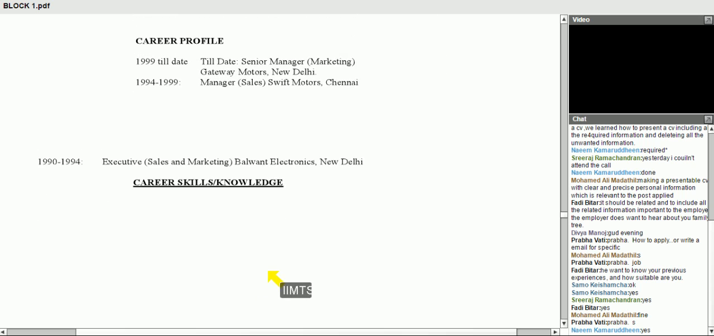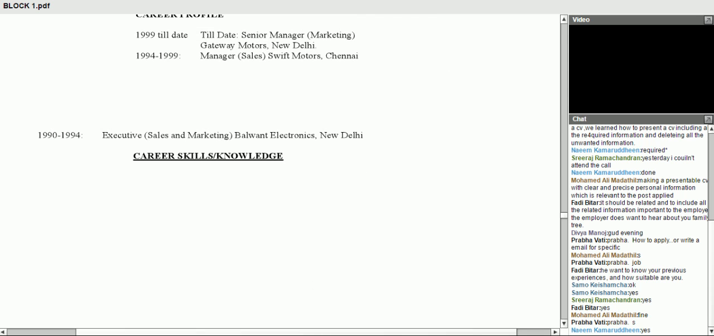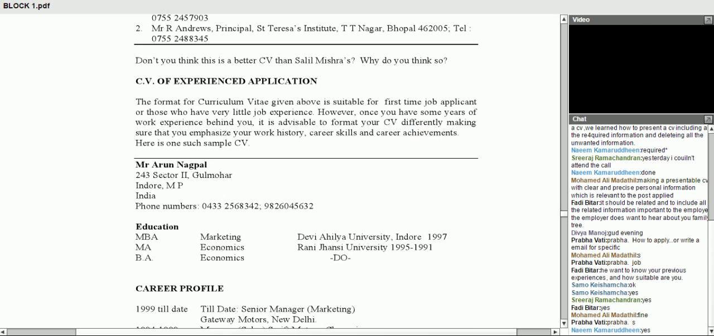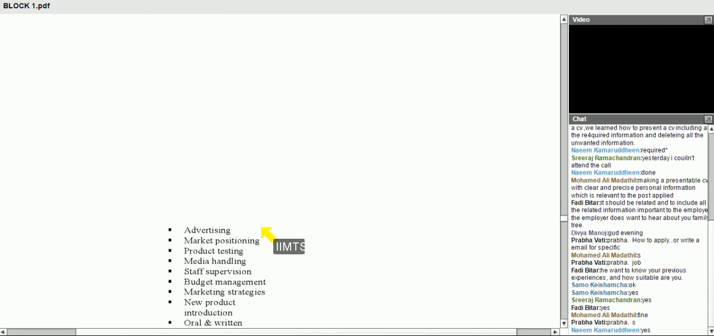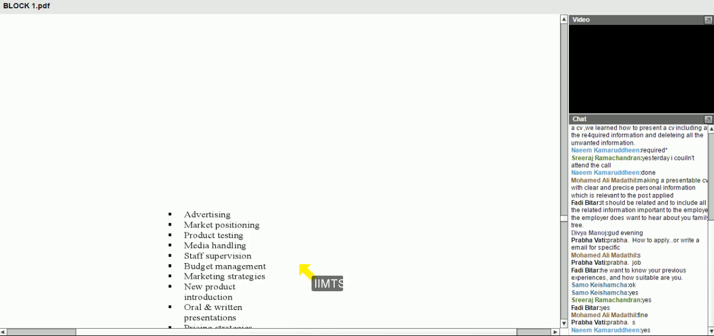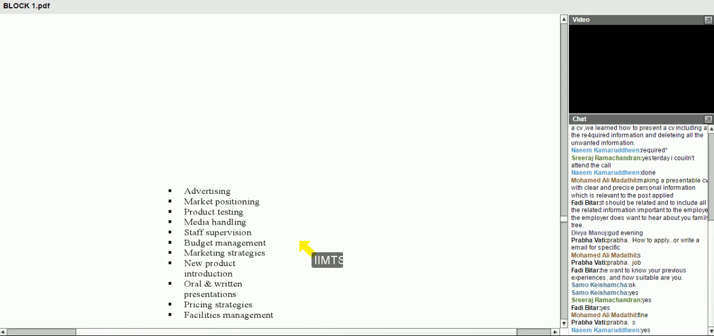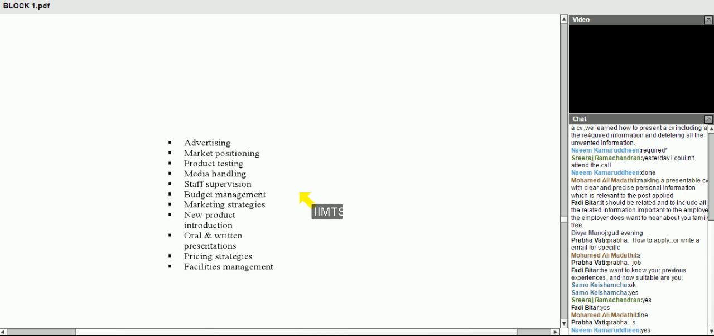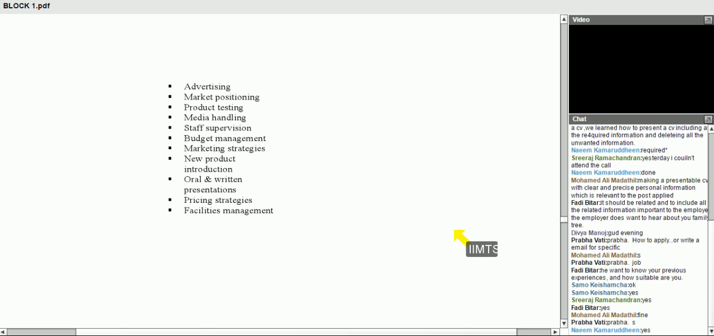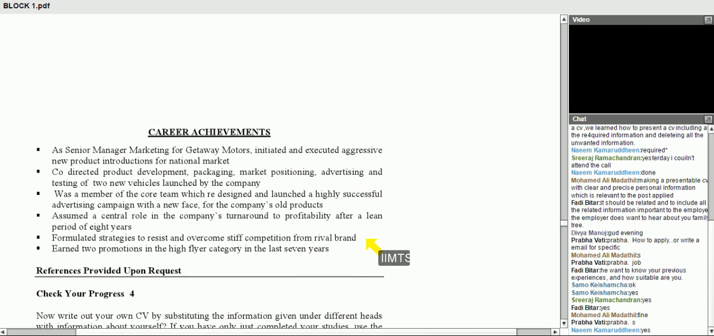Now he has listed his career skills after experience. So let's learn about what he has written. These are his career skills: advertising, market positioning, media handling, staff supervision, budget, new product introduction, oral and written presentation, pricing strategies, facility management. So these are the skills of that specific candidate. Now these are the career achievements. This is the format you need to follow if you are experienced.